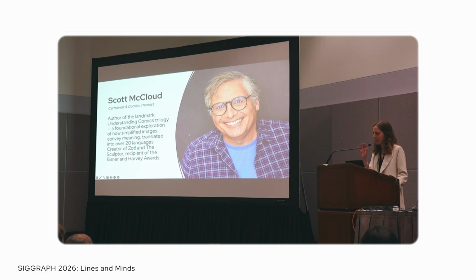In 2021, he received the Will Eisner Awards Hall of Fame. And he is also the author of Reinventing Comics, Making Comics, and the graphic novel The Sculptor, and the series Zot. His work on how images convey meaning has shaped how many of us in this room think about drawing, abstraction, and visual storytelling. It is really a big privilege to have you here. So please welcome Scott McCloud.